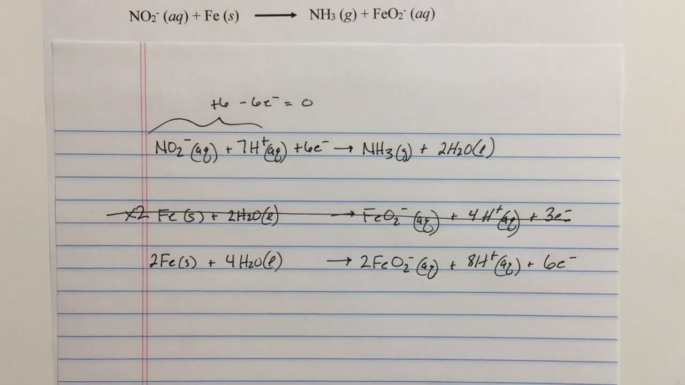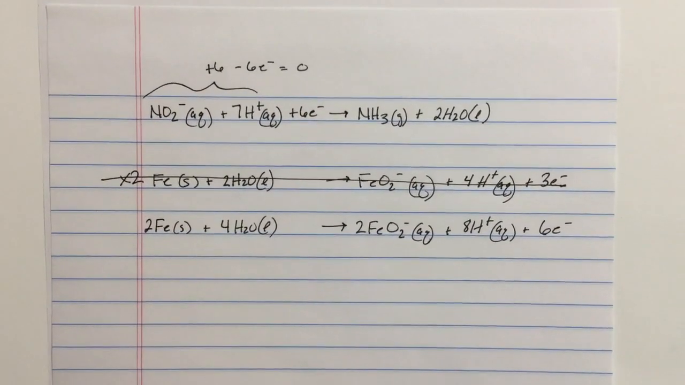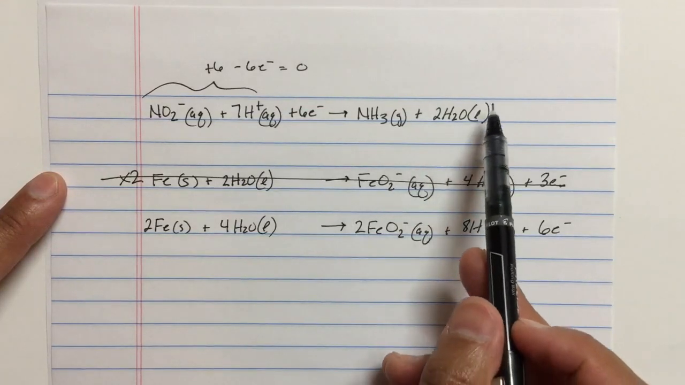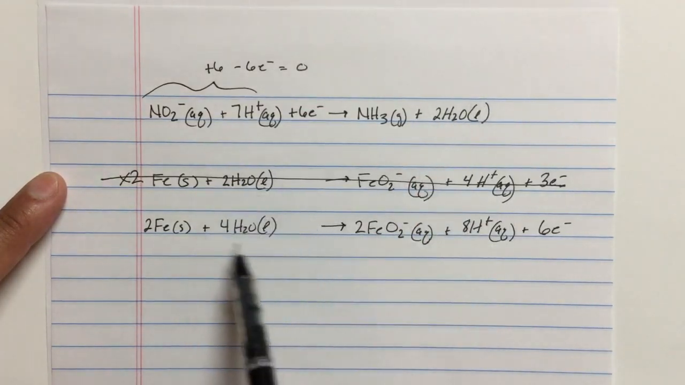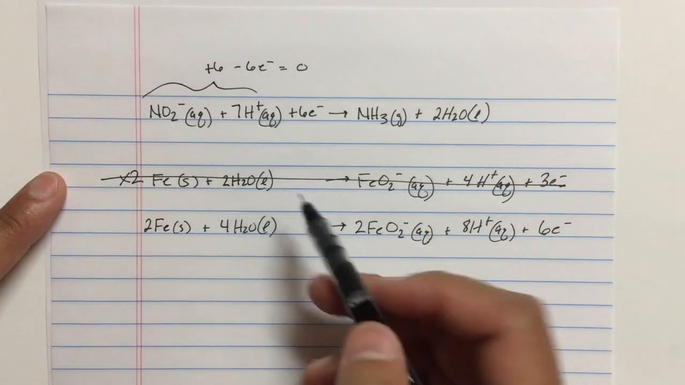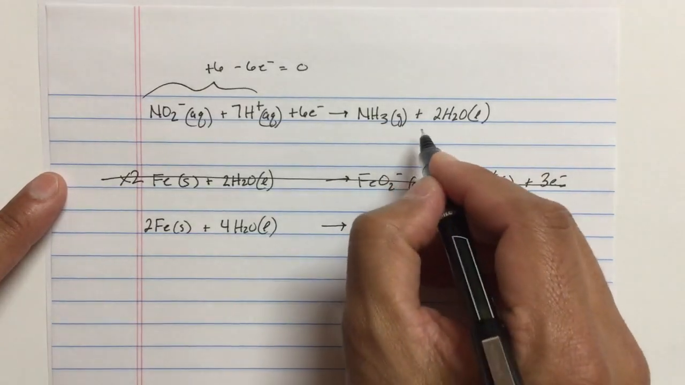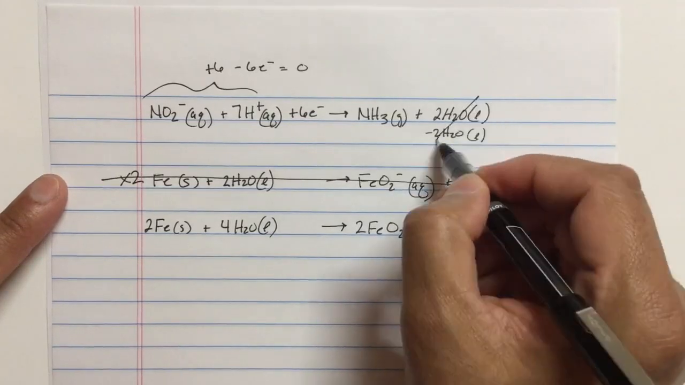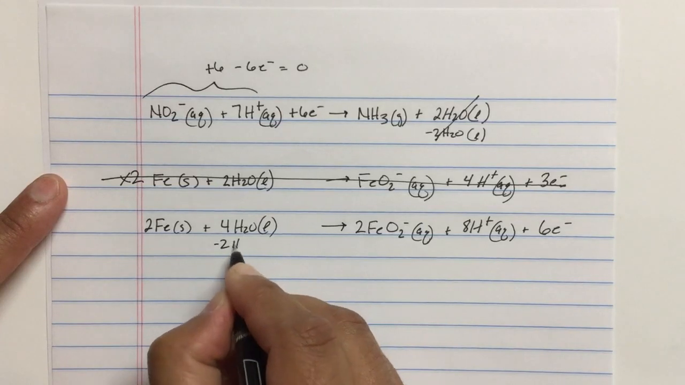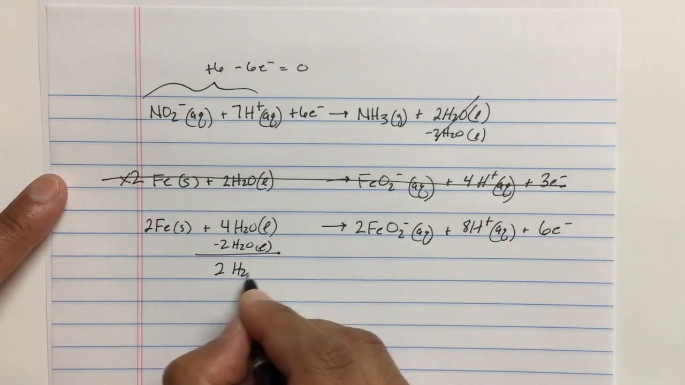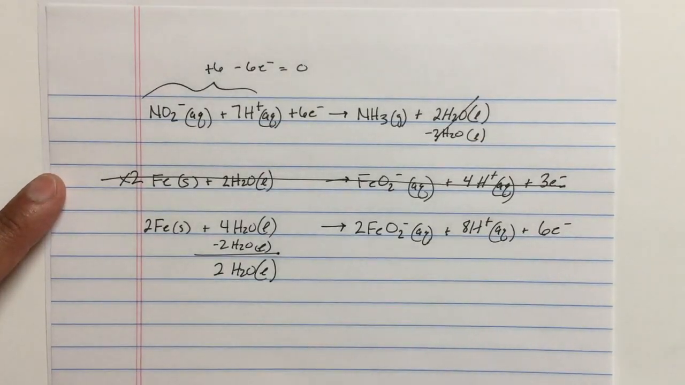Okay, now you'll notice a little bit different than our first example in the first video. Now we have a couple of other things going on here. As we add these together, you'll notice that we got water on the product side. Here we have water on the reactant side. So some of these waters are going to cancel. So notice 2 waters here will cancel 2 waters on the reactant side. So the net means what's left over, there's actually 2 waters here.